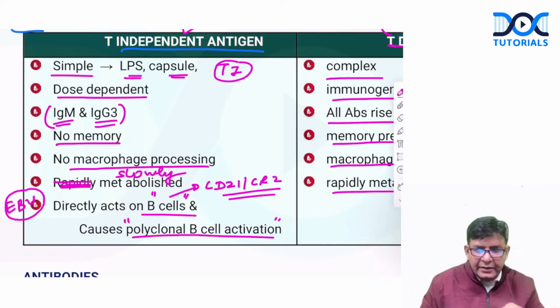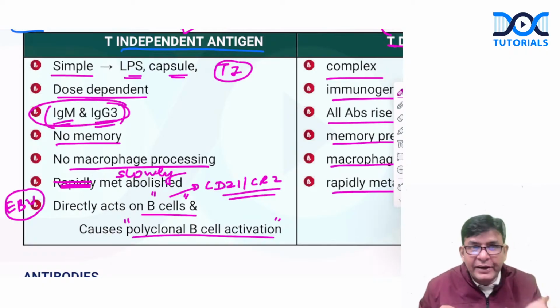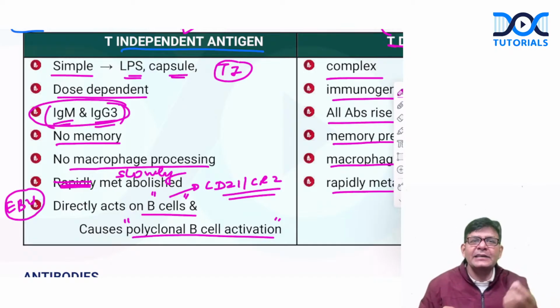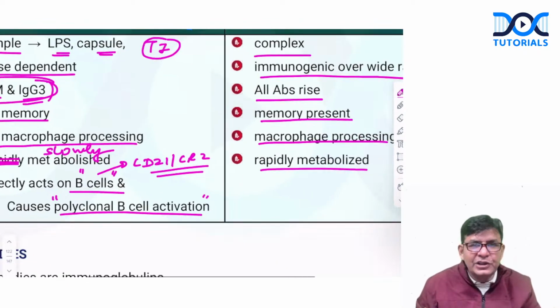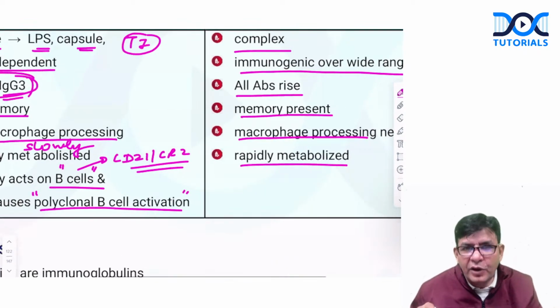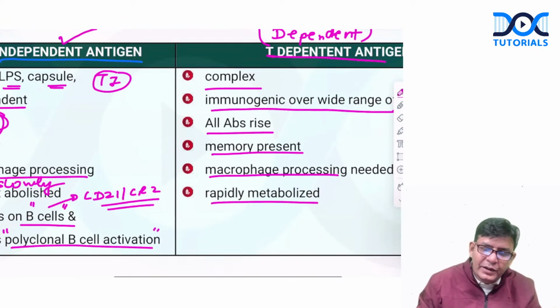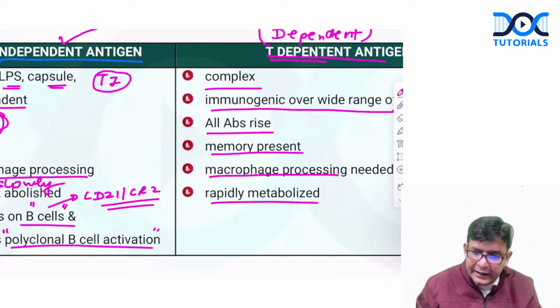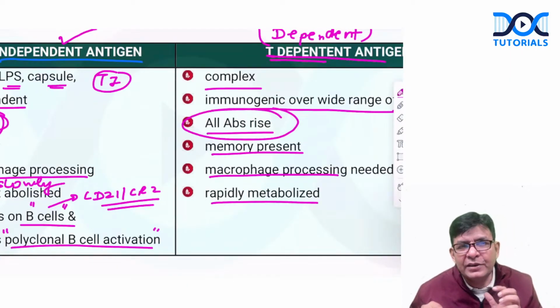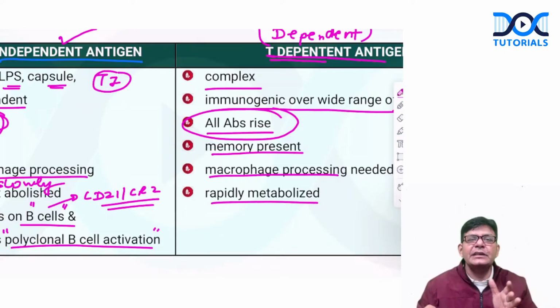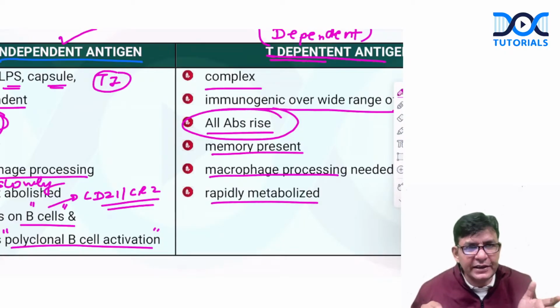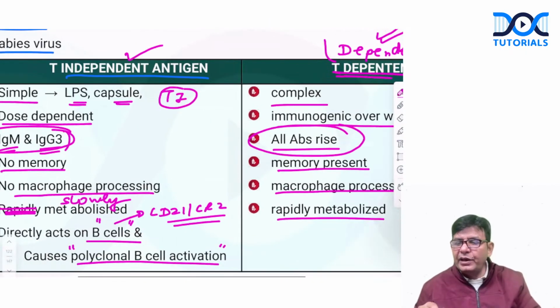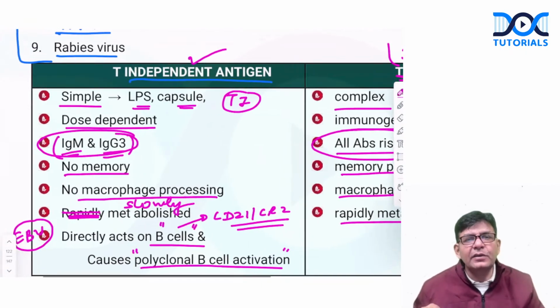Because what happens in T independent, when you try to take a shortcut, not every antibody will come. It is hardly IgM and IgG3. So if you want your rank to be perfect and get a seat of your choice, you have to be T dependent. Then all your antibodies will rise and you will achieve a wonderful rank. Is it fine, guys? So this is the story of the antigens in short.